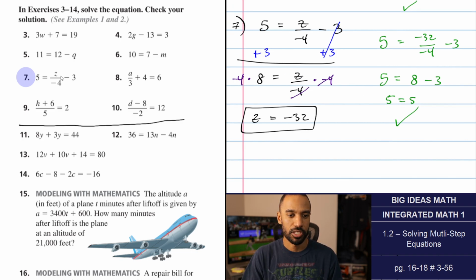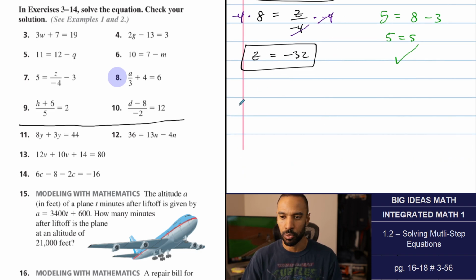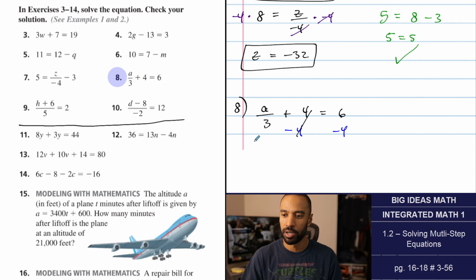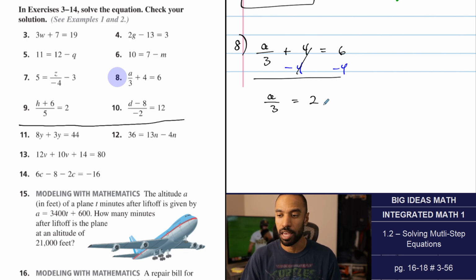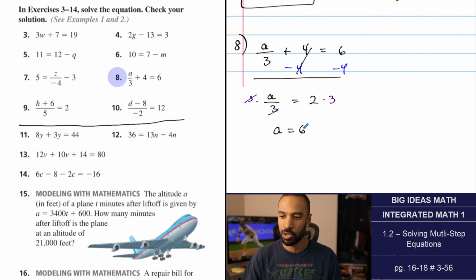Number 8 looks like the same kind of problem. Division, but only affecting the variable. First, a divides by 3, and then 4 gets added afterwards. So in isolating the term, we're going to first subtract 4 from both sides. 6 minus 4 is 2, so some number divided by 3 equals 2. What is it? You can multiply by 3 to figure it out. That value will be 6. That should be a's value. 6 divided by 3 is 2, and 2 times 3 is 6. a equals 6.